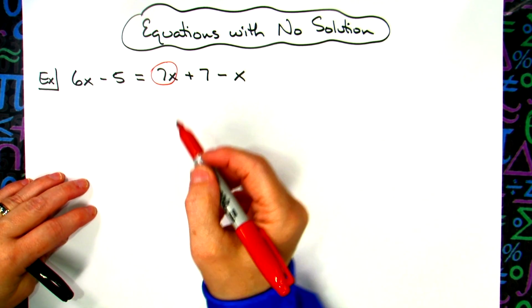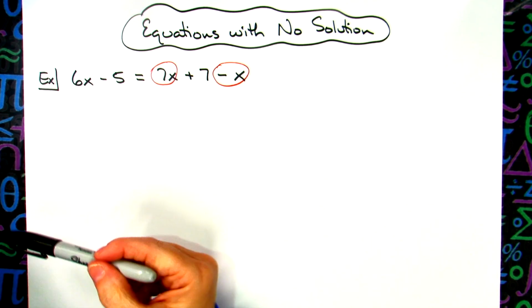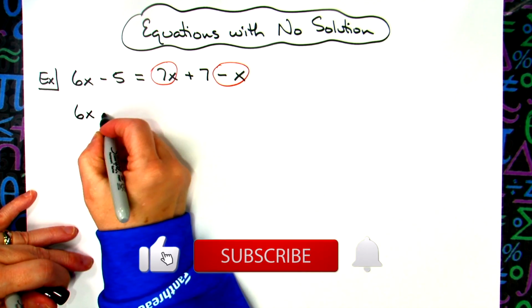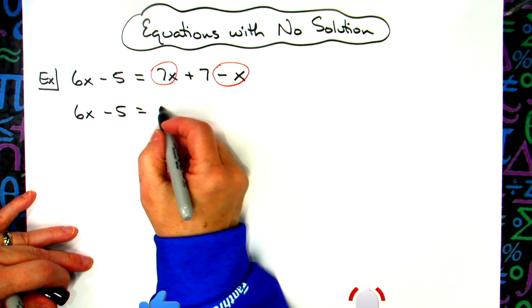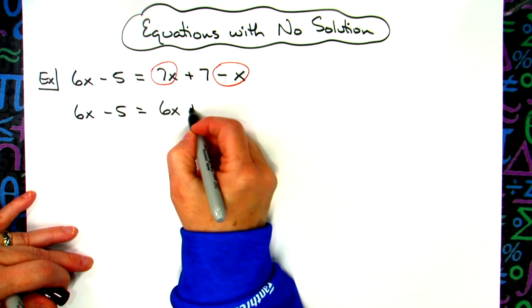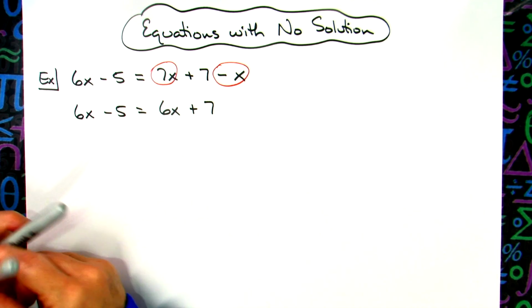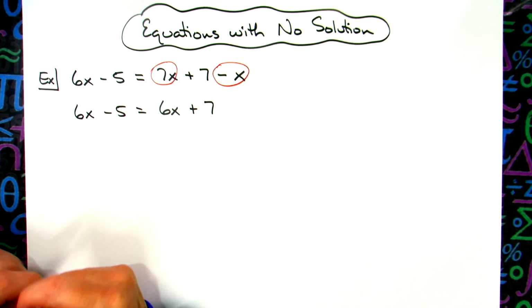So you see that 7x there and a minus x. So we're going to combine those like terms on the right-hand side of the equation. So the left-hand side is going to stay as 6x minus 5 is equal to, putting those like terms together, I'll have a 6x and then a plus 7. All right, at this point, you probably still do not realize it's going to be a no solution. So you're going to go about continuing to solve it like you would any equation.